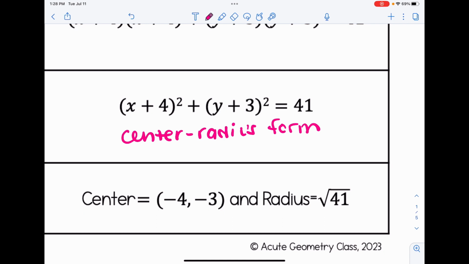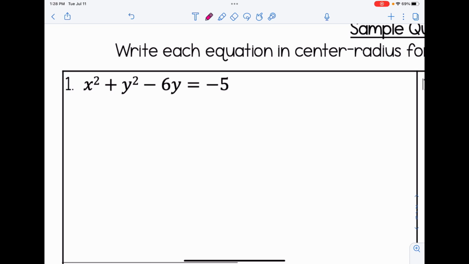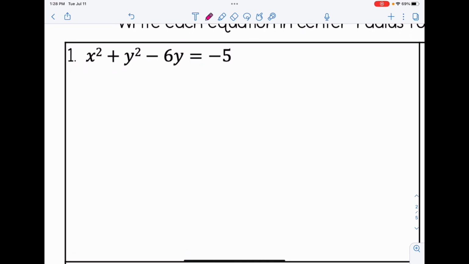Now, as we get better at it throughout the course of this video, you're going to see that we're able to go much quicker, and you won't necessarily need to reference any notes. You'll just kind of get the hang of it. All right, let's take a look at our first practice problem. All of these directions are the same. We're going to take the equation, write it in center radius form, identify the center and radius.